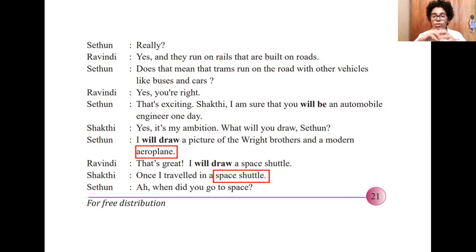Space shuttle is totally different. You don't have passengers in a space shuttle. Space shuttle is mainly for research and things out of space, not on Earth.